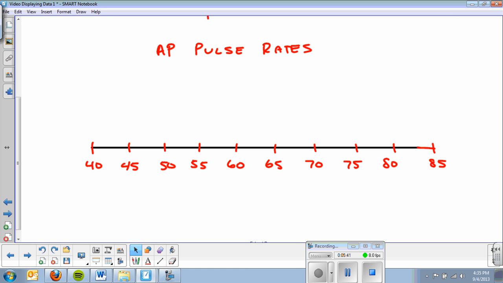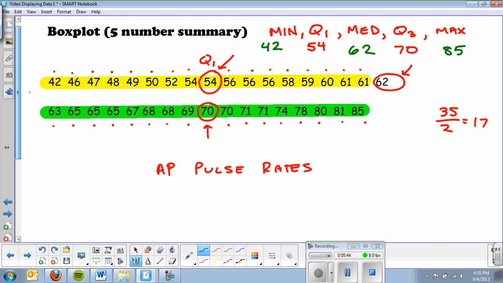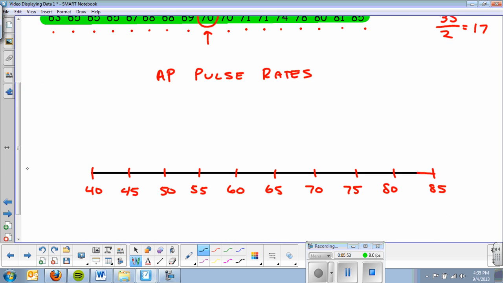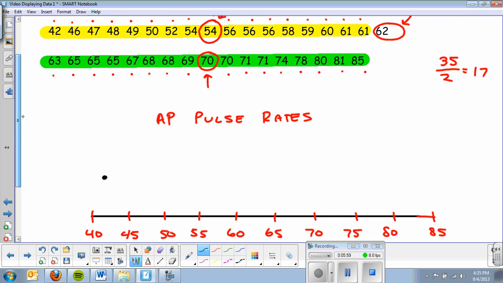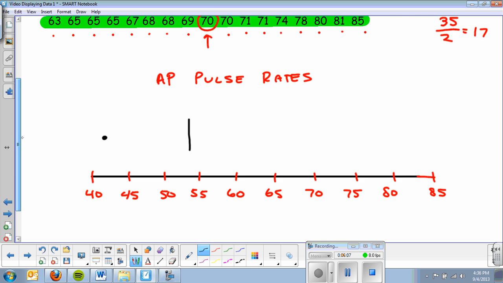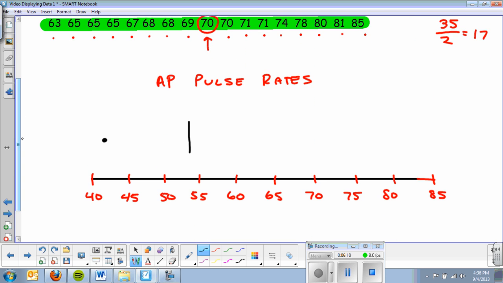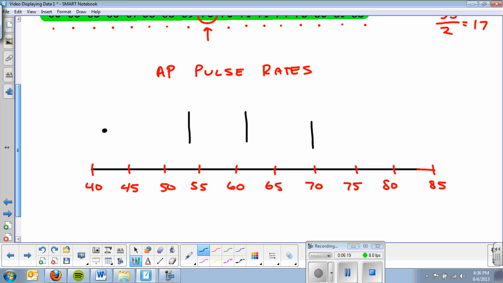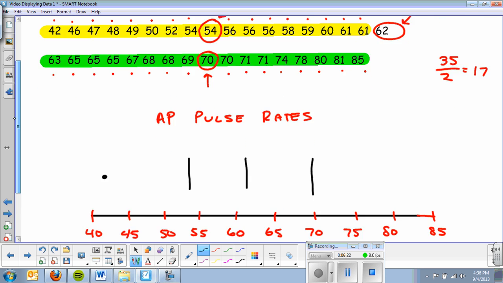Okay, and I'm basically just going to plot those 5 points from the 5-number summary. 42, which I'm going to go about right here, and I'm going to put a dot. 54, now 54 is the first quartile, so I'm going to put a line. 62 is the median, again I'm going to put a line. 70 is the third quartile, I'm going to put another line, and the max is 85.